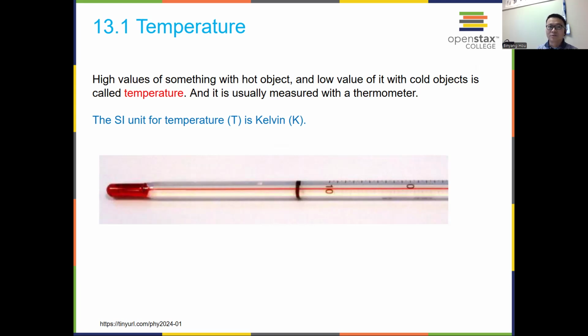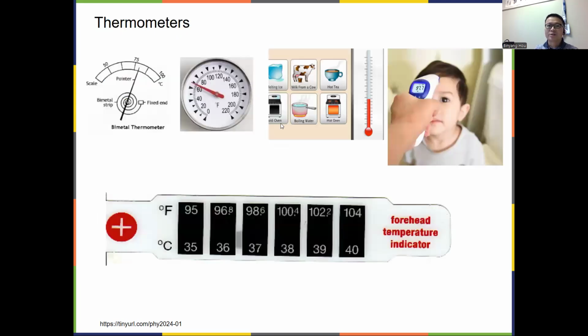The physical definition for temperature is listed here. The high values of something with a hot object and low values of it with a cold object is called temperature. This is the physical definition of it. When we measure temperature, we use thermometers.